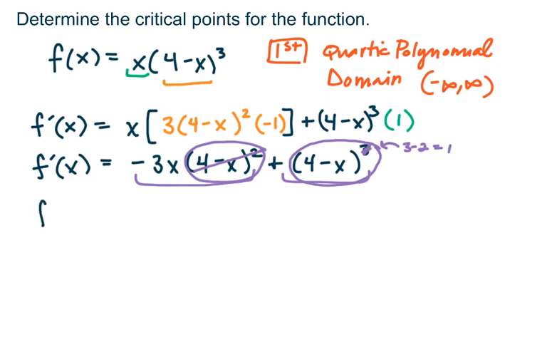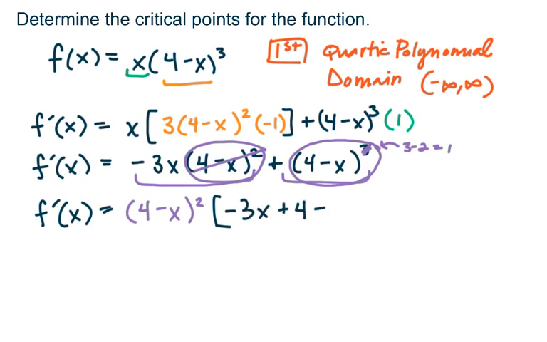So factoring that out, I end up with f prime of x equals 4 minus x quantity squared, and I'm left with -3x plus 4 minus x. So that plus 4 minus x, that was what was left, that one of them we had left. And in the front, we factored all of them out, so they went away. All right, so we can clean this up a little bit and then it will be really easy for us to solve equal to 0.